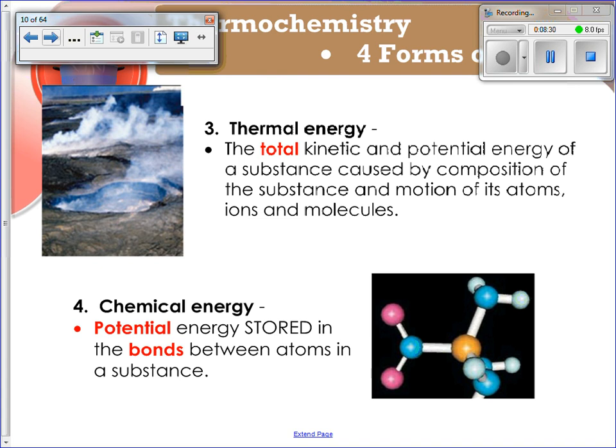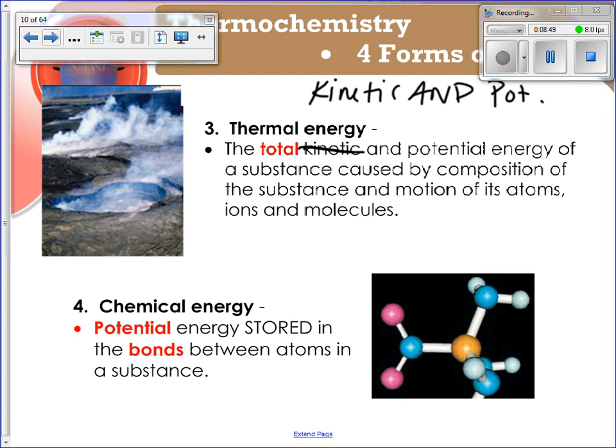Thermal energy is the total of the kinetic and potential energies of a substance caused by the composition of the substance and motion of its atoms, ions, and molecules. So it's basically taking kinetic and potential.